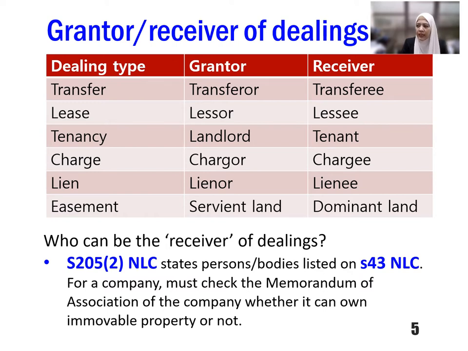Okay, what can the company own? What can it not own? If the types of properties that it can own are not stated in the MOA, it means it cannot own that type of property. So go back to the memorandum of association of the company to see whether it can own immovable property or not.